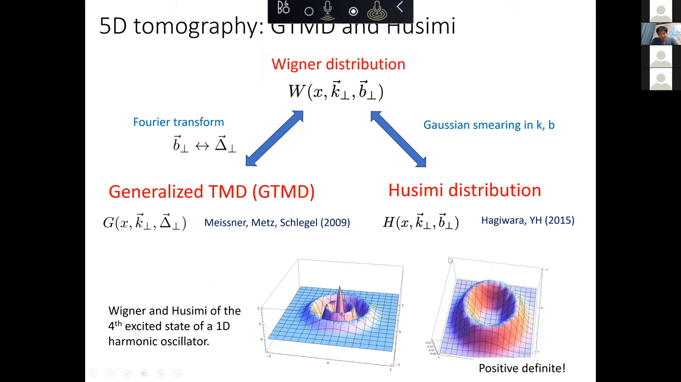Okay, thanks. Anyway, the good thing is that the Husimi distribution is positive definite. You can see this Wigner distribution oscillates violently if you go to a higher excited state of the harmonic oscillator, but if you Gaussian smear this distribution, then you get a positive definite distribution, which is localized around the classical trajectory in the phase space. So that's one variation. And you can also go to the Fourier conjugate space. Instead of talking about b_perp, you have a delta_perp, which is basically a momentum transfer. And that is called the generalized TMD or GTMD. If you want to measure this distribution from experiments, then the GTMD is more directly related to observables, whereas you have to do a Fourier transform if you want to extract the Wigner distribution. That's an additional step.